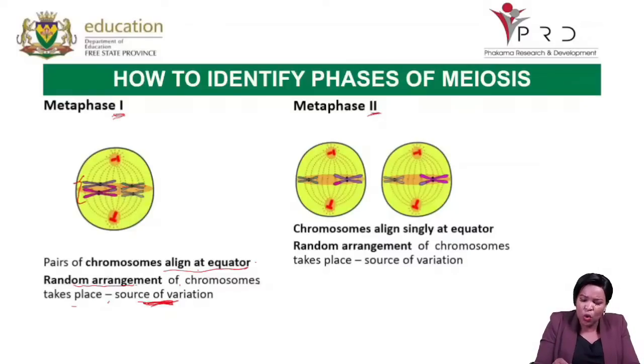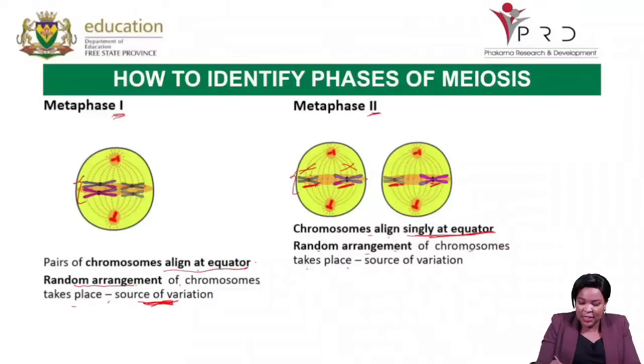For meiosis 2, you are going to see them at the middle, but what are you seeing? You are seeing chromosomes. Chromosomes align singly at the equator. They are chromosomes, but now they are single. There is no pair here. Only single chromosomes aligned at the equator. Then you know that this is metaphase 2. Random arrangement of chromosomes also takes place. Then that is your metaphase.